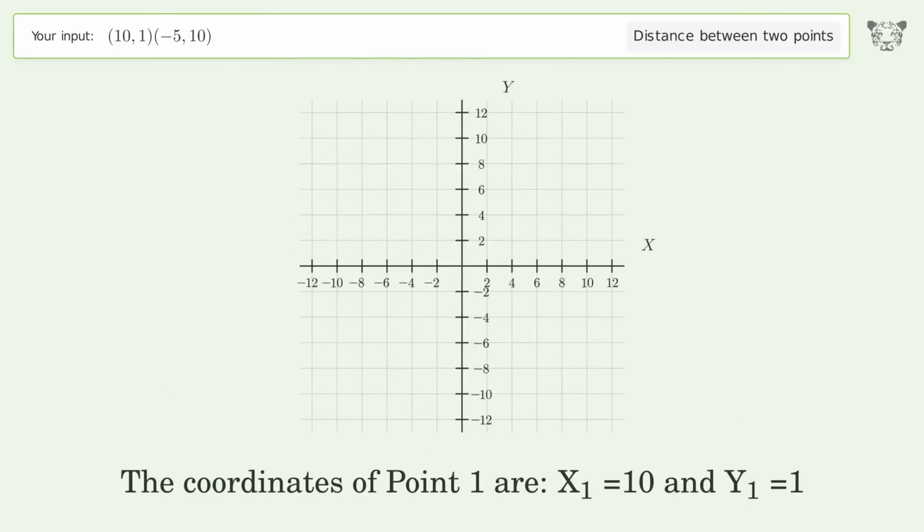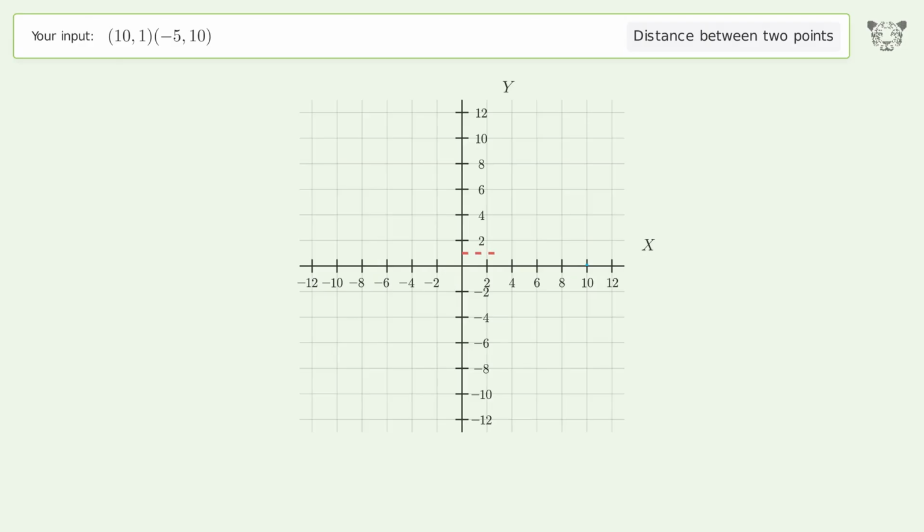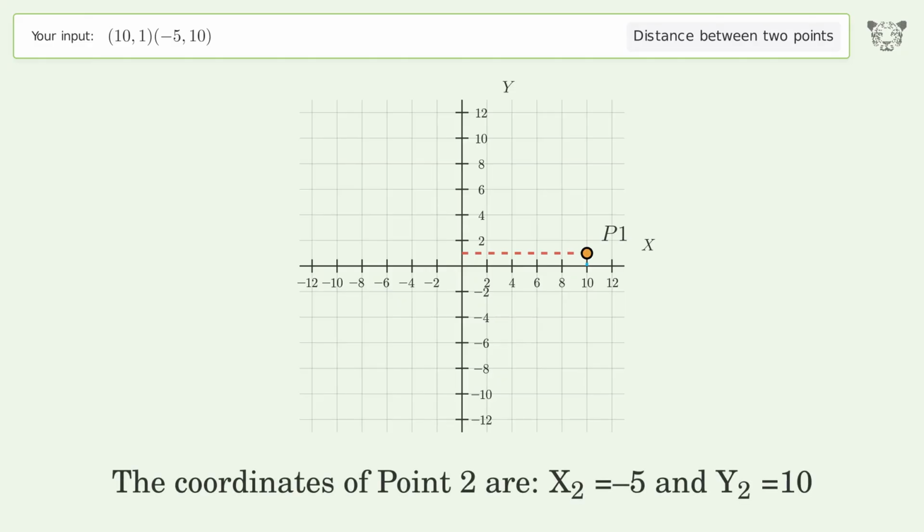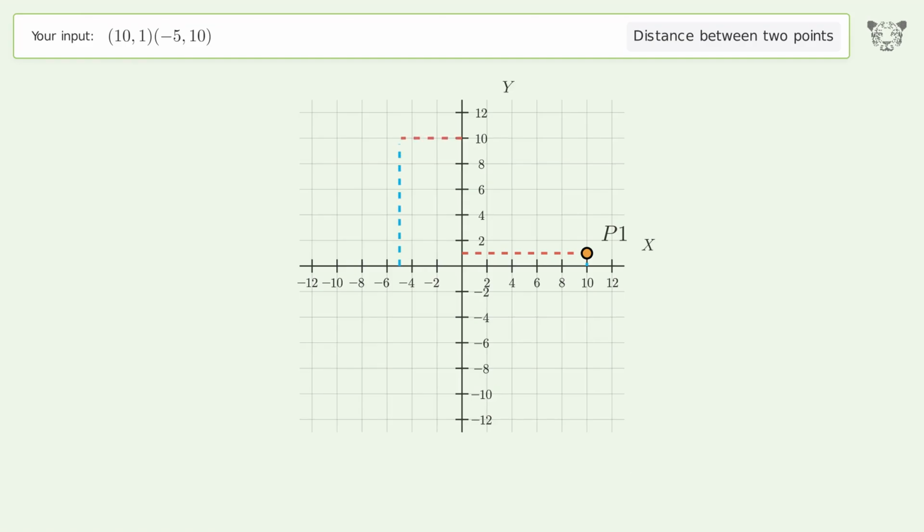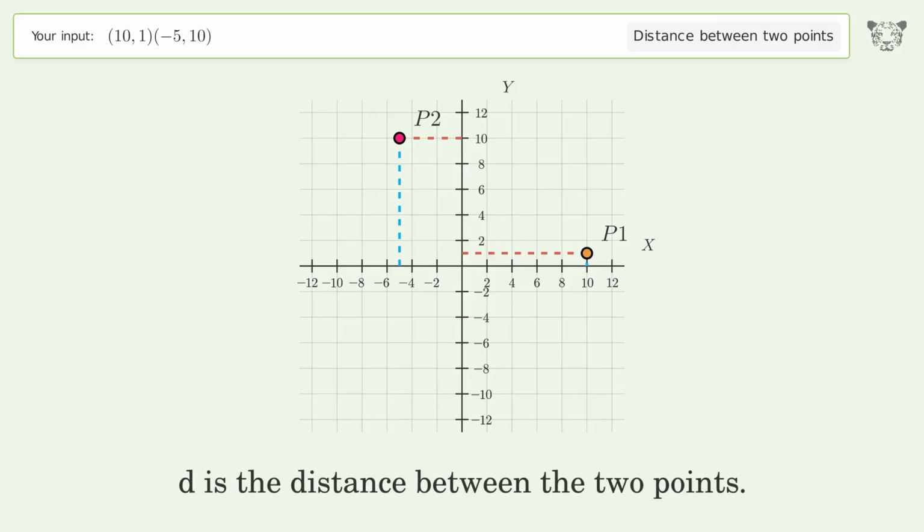The coordinates of point 1 are x1 equals 10 and y1 equals 1. The coordinates of point 2 are x2 equals -5 and y2 equals 10. D is the distance between the 2 points.